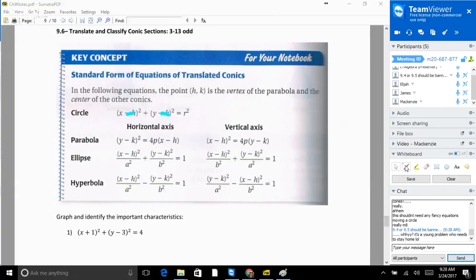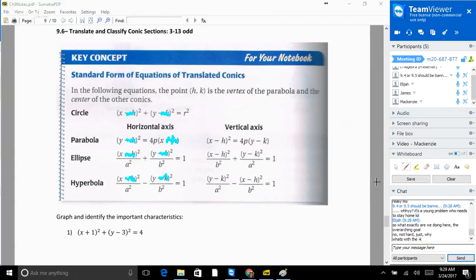Same with the parabola. Before, when we did parabolas, it was just y equals, do you remember, 4 times p, where we found the p, times x. So basically, we're just adding in an additional part. This is not that hard. A horizontal ellipse was x squared over a squared plus y squared over b squared equals 1. Hyperbola was x squared over a squared minus y squared over b squared equals 1.